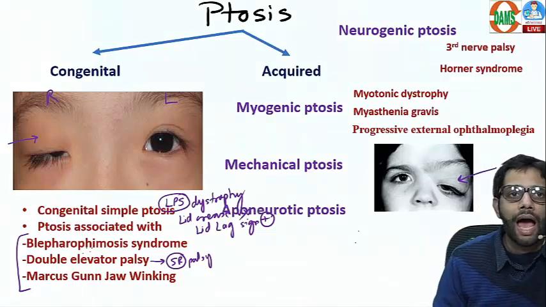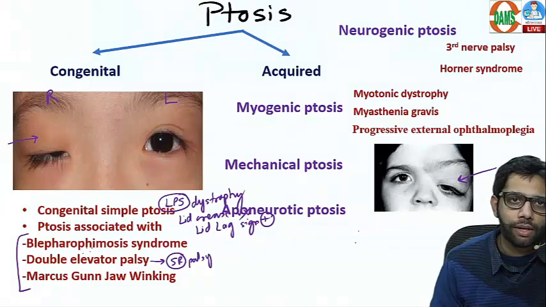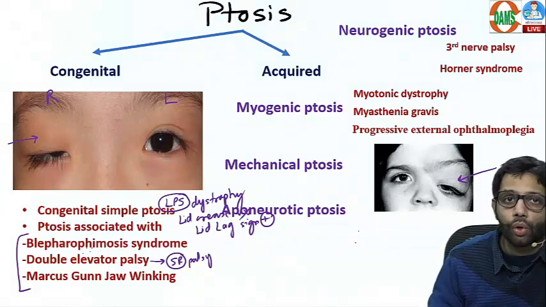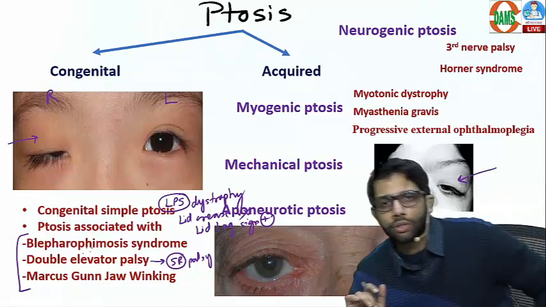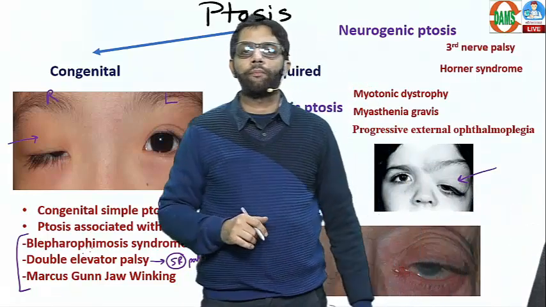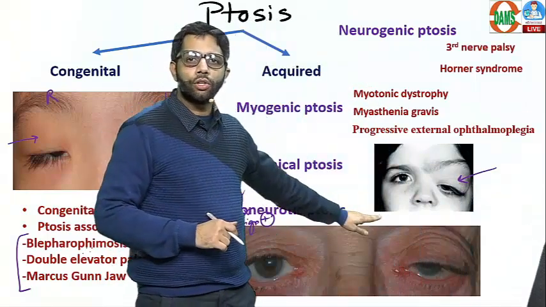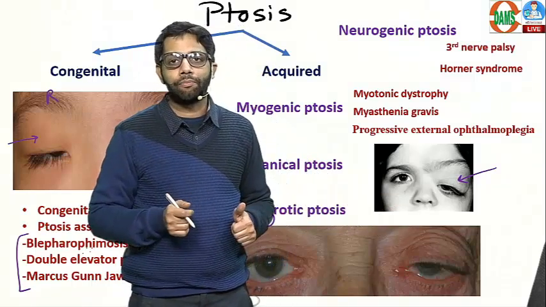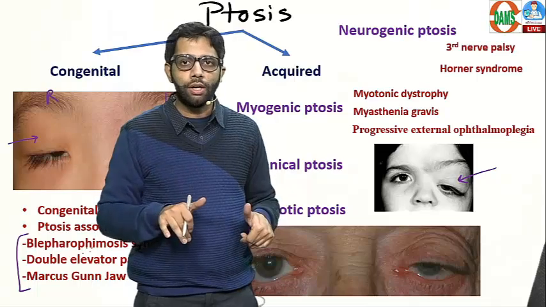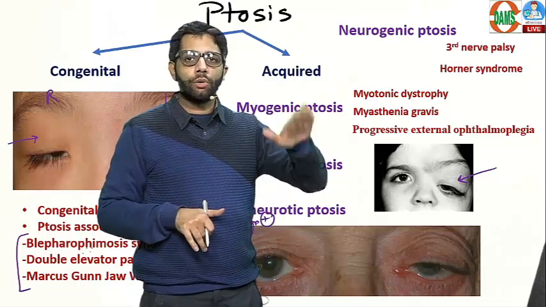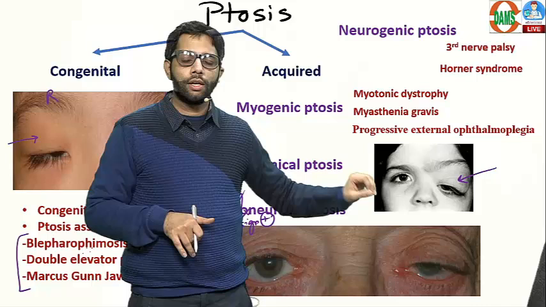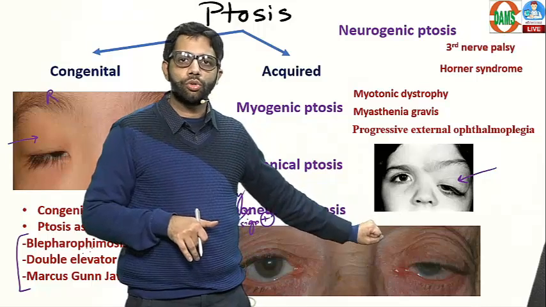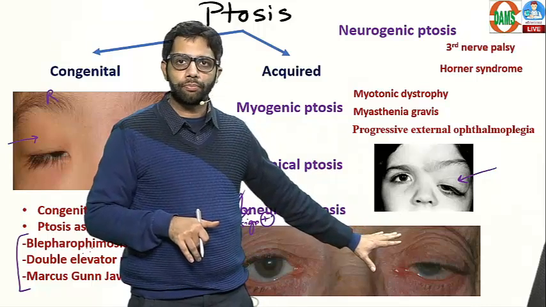And the last, aponeurotic ptosis. Aponeurotic ptosis is seen in old age people. You must have seen that in old age the eyelid is slightly drooping. It is because the aponeurosis is not healthy. The LPS aponeurosis which I talked about is not healthy, so the eyelid is not able to lift up, it droops down. Seen in old age, this is the most common type of ptosis.